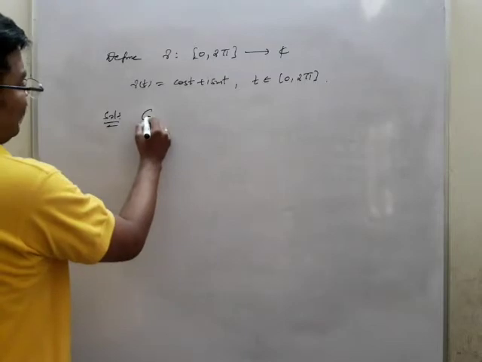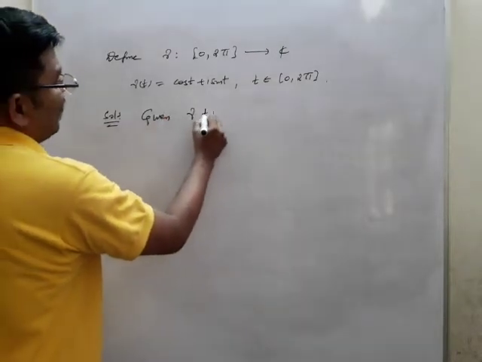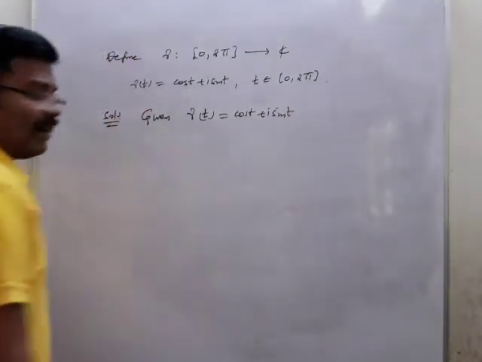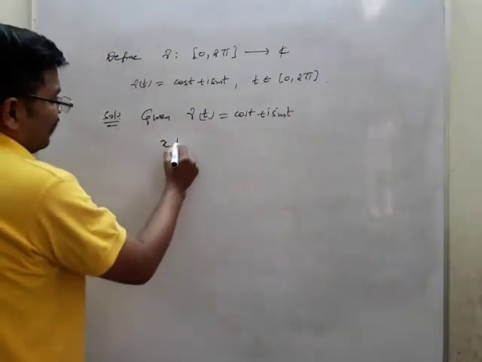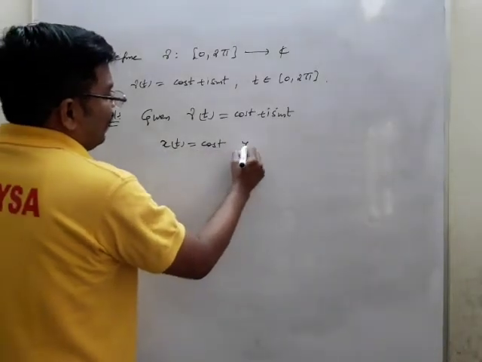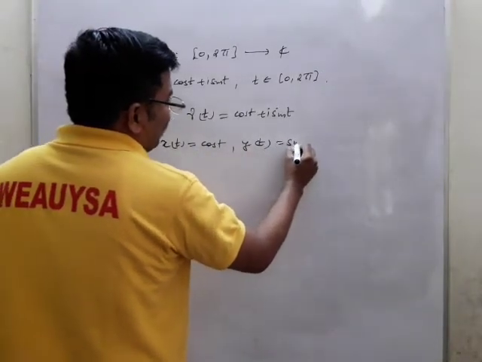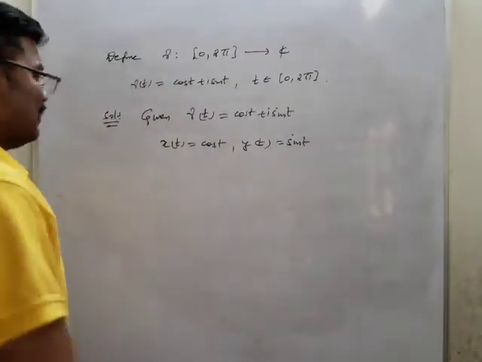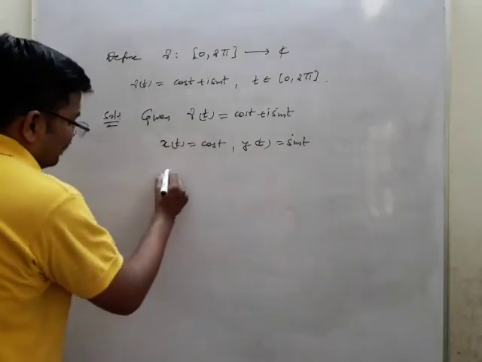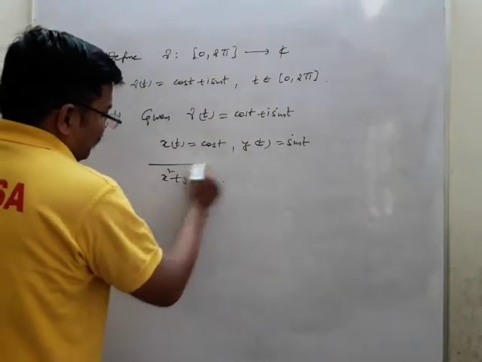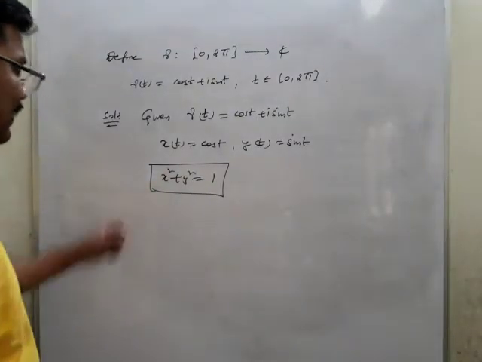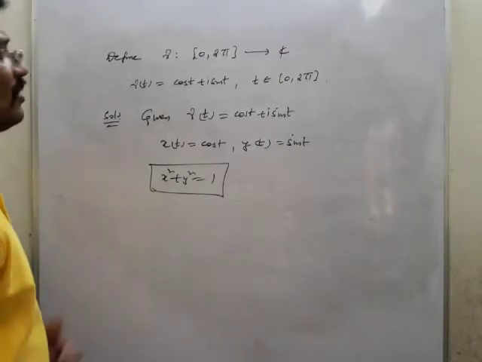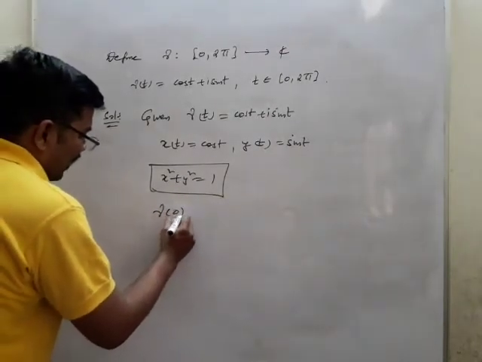Solution. Given gamma of t is equal to cos t plus i sin t. x of t is equal to cos t, y of t is equal to sin t. x dash of t existed, y dash of t also existed. Gamma is a regular arc. Therefore, what I will do is find x square plus y square, that is nothing but 1. So I got it is a circle. But before that I should find out whether it is closed or not. So gamma of 0, gamma of 0 is what?